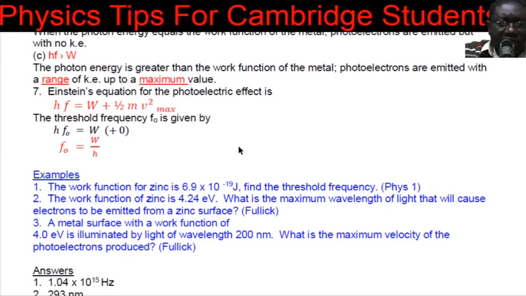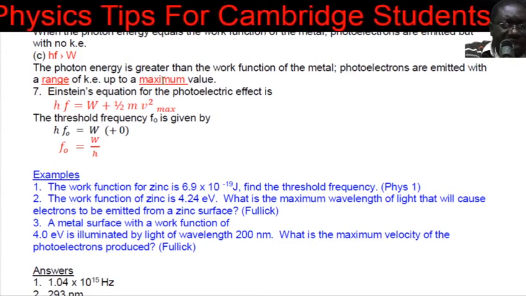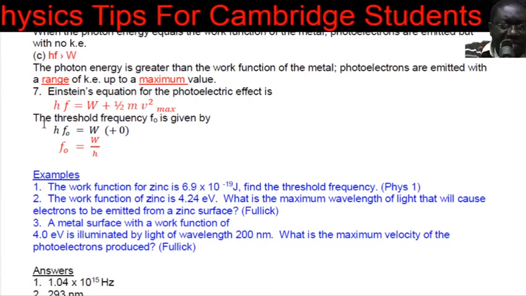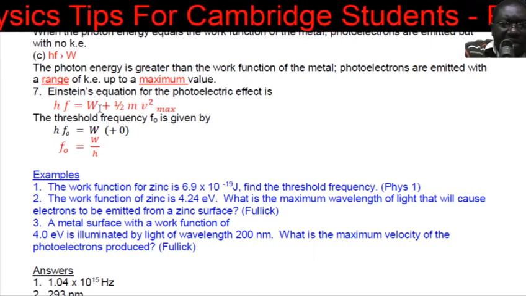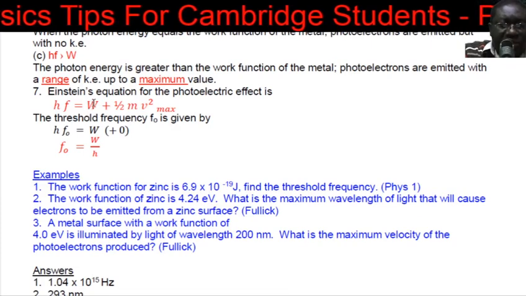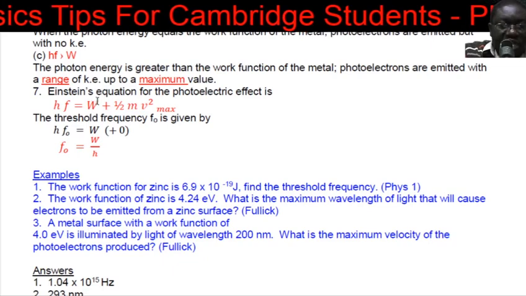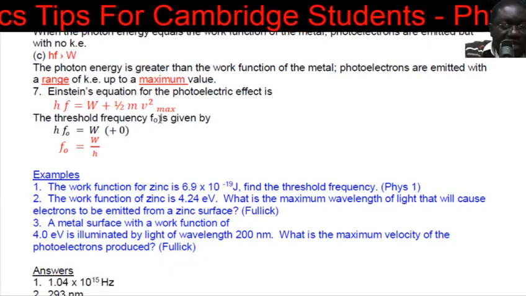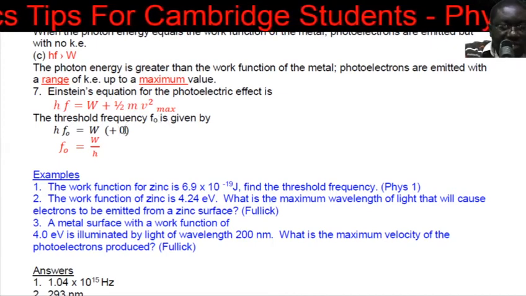So when the photon energy is greater than the work function, electrons are given a maximum value of kinetic energy. Einstein's equation for the photoelectric effect, therefore, is hf equals work function plus half mv squared maximum. But remember, this work function is equal to hf naught, Planck's constant times the threshold frequency. So hf naught plus half mv squared equals hf. At the threshold, there is no kinetic energy, so it's plus 0. That's why I have a plus 0 there.